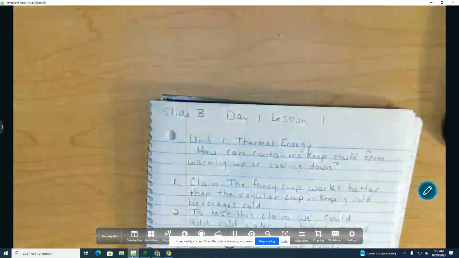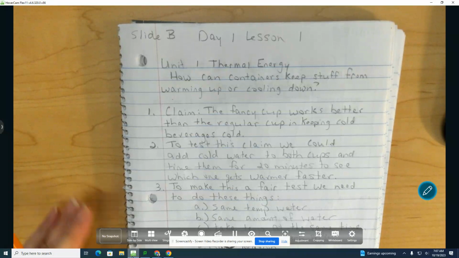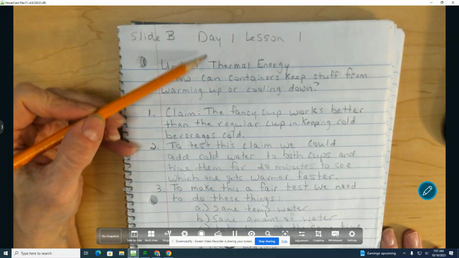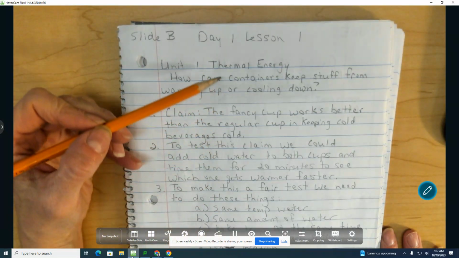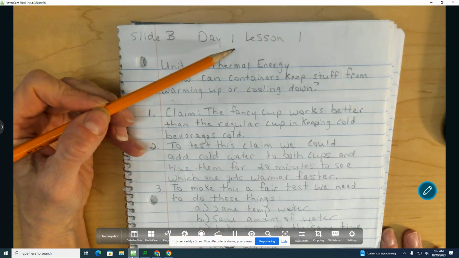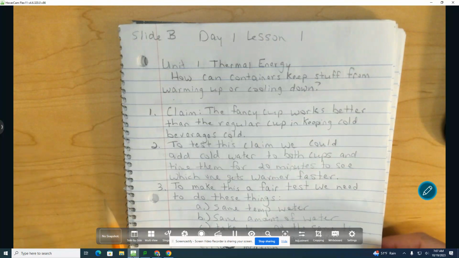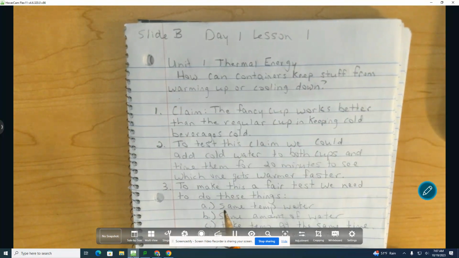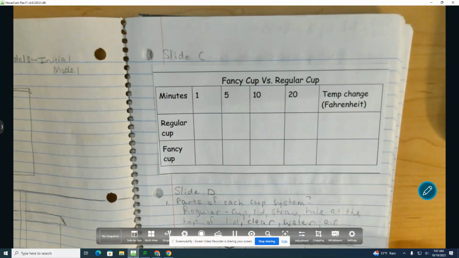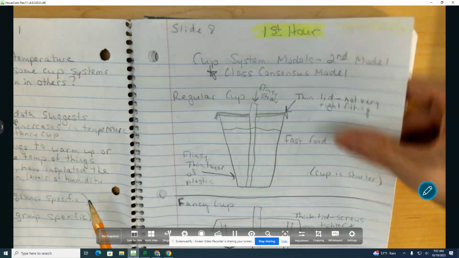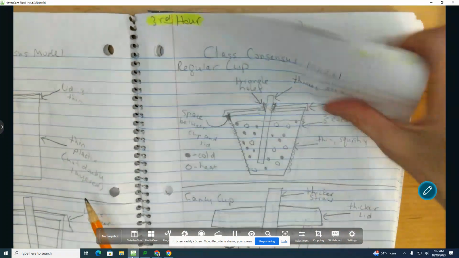Just to give you a heads up, you have information for this progress tracker in your journal. So this is lesson 1. This is the fancy cup versus the regular cup. That was the demo I did right at the beginning. Then lesson 2. There's a few pages for lesson 1.